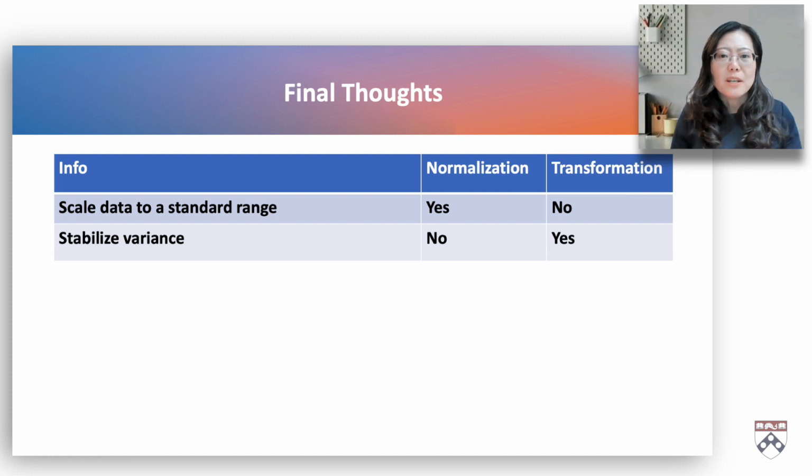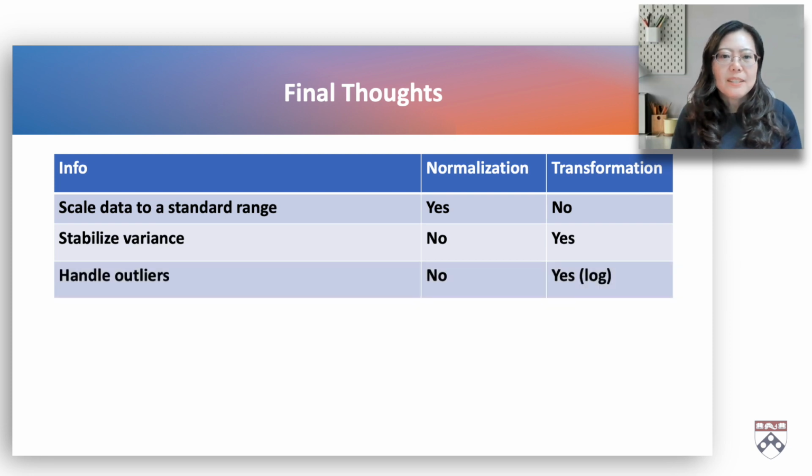Data transformation is a broader concept with various purposes. It can be applied to stabilize variance, handle skewness, or make the data more suitable for specific statistical analysis. Normalization alone does not address outliers. Extreme values can still have significant impact on the scaled data. Some transformation techniques, like the log transformation, can soften the impact of outliers by compressing the range of extreme values.